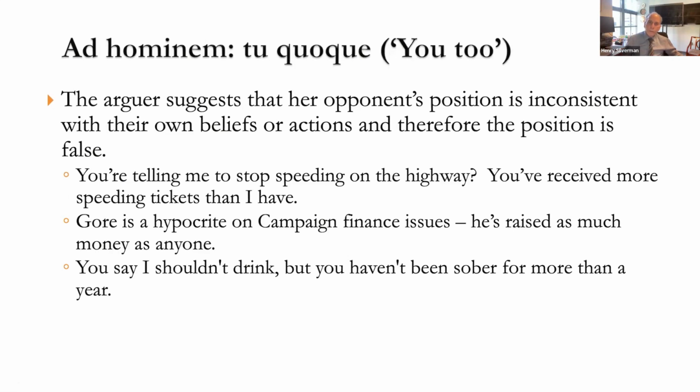Ad hominem tu quoque. I can't pronounce that, but it means you too. The arguer suggests that her opponent's position is inconsistent with their own beliefs or actions, and therefore the position is false. So, for example, you're telling me to stop speeding on the highway. You received more speeding tickets than I have. Gore is a hypocrite on campaign finance issues. He's raised as much money as anyone. You say I shouldn't drink, but you haven't been sober for more than a year.